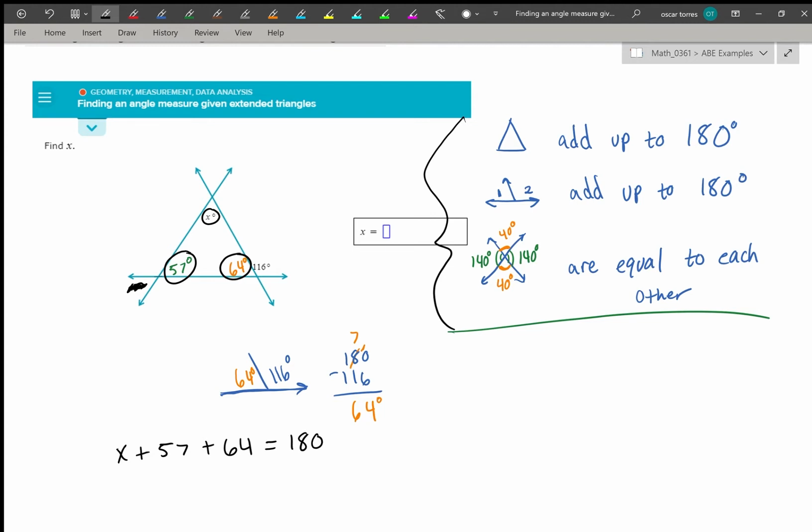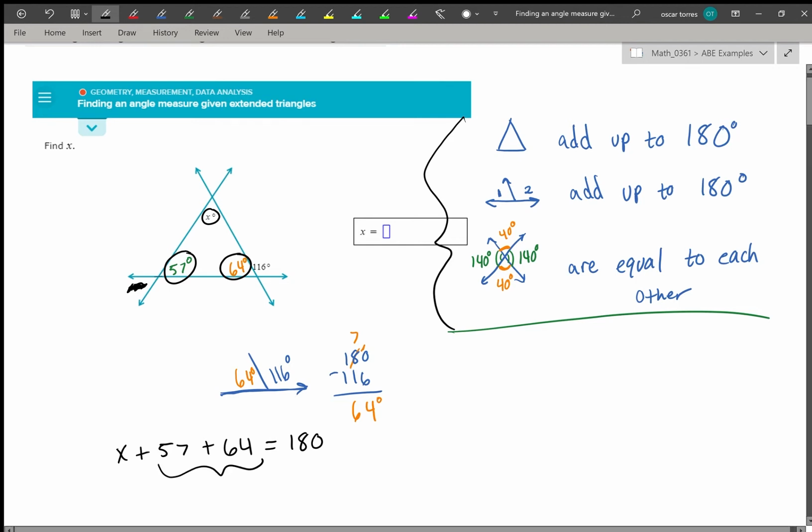The next thing I need to do is actually solve this equation. So we can go ahead and combine the 57 and the 64. We can add them together. If we add them together, 7 plus 4 gives me 11, and then 6 plus 5 gives me 11, plus the extra 1 is 12. So I get 121 when I add those two numbers together.